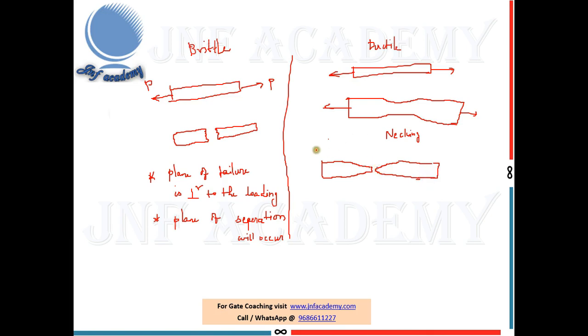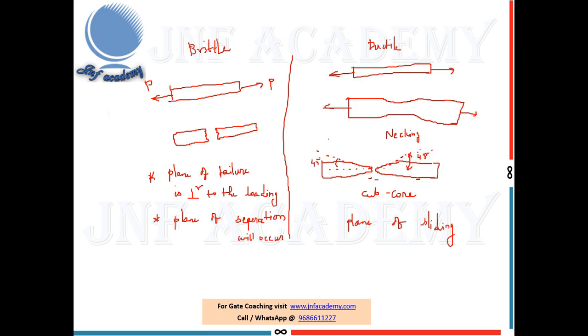So if you see this angle, this will be 45 degree. Here, cup and cone failure. Here the plane of sliding will occur. Similarly, this side also it will be 45 degree.